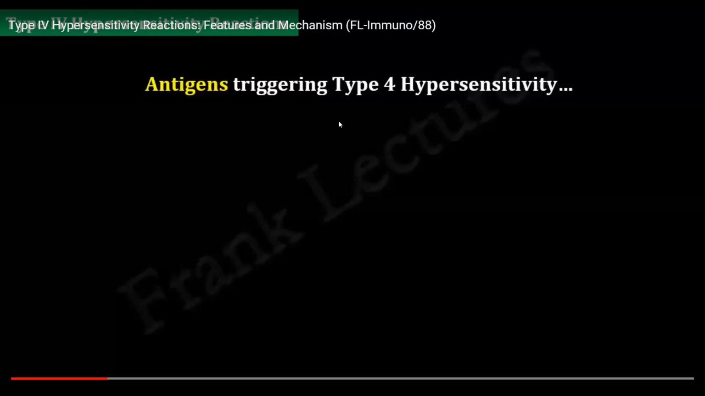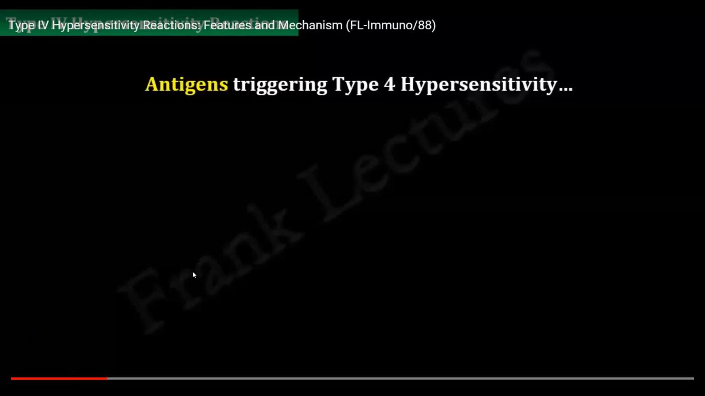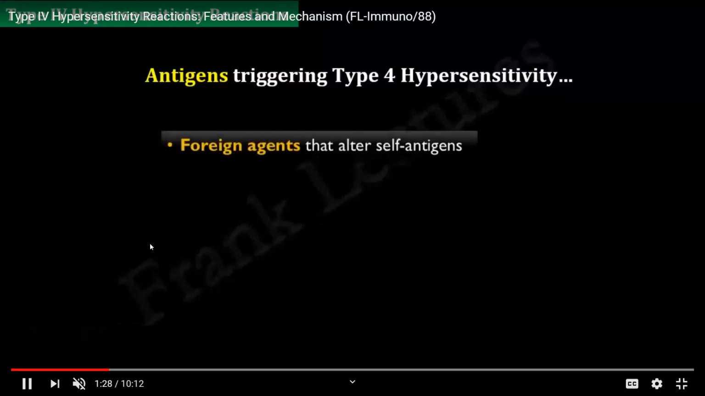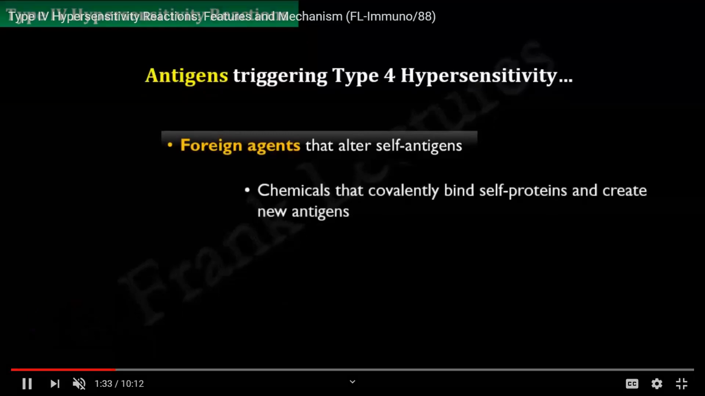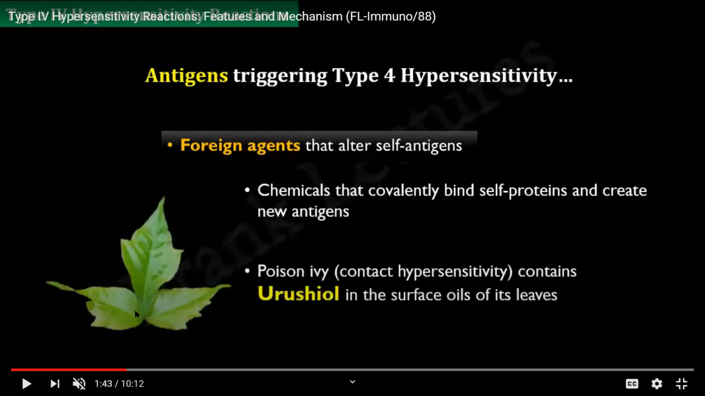Okay, so now let's see the antigens which trigger type 4 hypersensitivity. What are the antigens that are involved here? The antigens mostly involved are the foreign antigens. When foreign agents enter the host body, they alter the self antigen present in the host. The foreign agents mostly involved in this kind of hypersensitivity are chemicals. They are chemicals that covalently bind themselves to the self protein and create a new antigen.